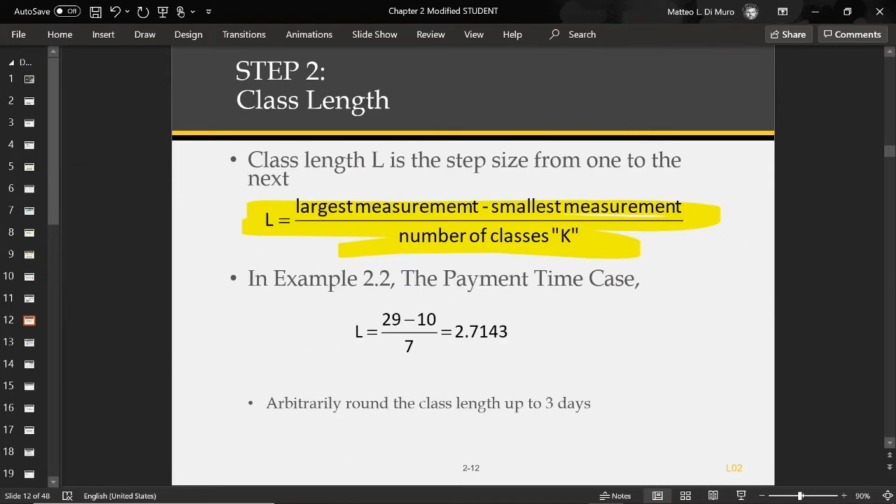Okay, so what we're doing then is the highest measurement, 29, subtract the lowest one, 10, divided by the number we figured out in step 1, which is 7. Now when you go 29 minus 10, you get 19, and then 19 divided by 7 gives you 2.7143. Well, that's a really ugly number. So the way that everybody agreed to do this is you're going to arbitrarily round your class length up to 3. We always do that. So if I got 2.1, I'd be rounding up to 3. This is the minimum class length. It must be rounded up every time.